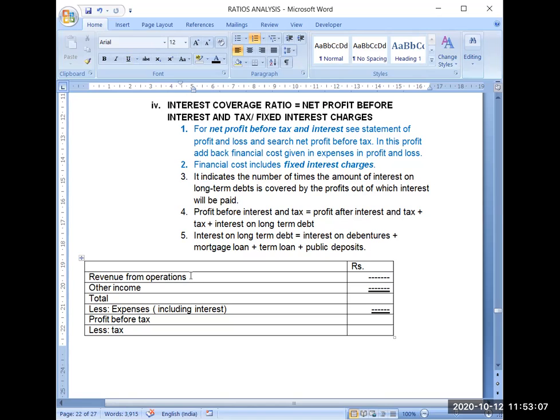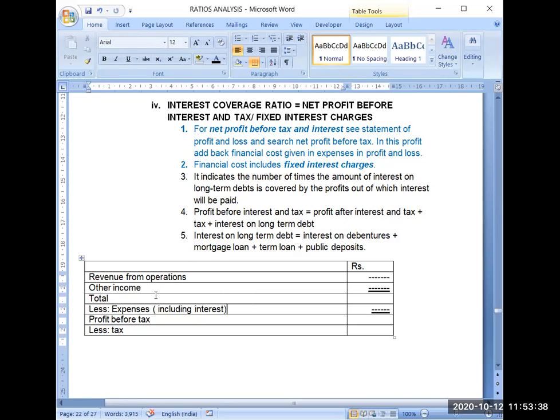See, this is the statement of profit and loss. In profit and loss, first you write your sales, that is revenue from operations. Then you add other incomes, like interest you are receiving, or dividend, or any rent, or any commission you are receiving; that will be termed as other income. So these all are the incomes of the company and these all will be added. Out of these total incomes, you will subtract all your expenses, including interest.